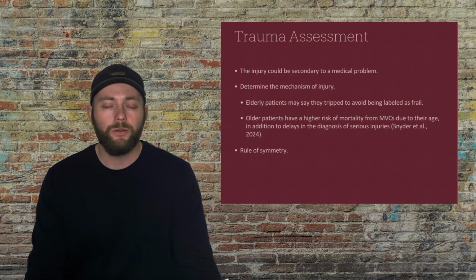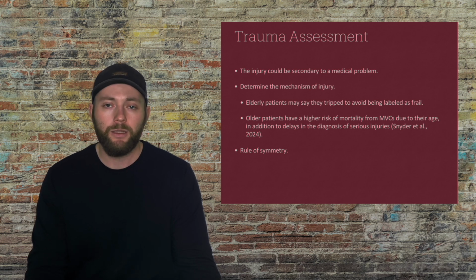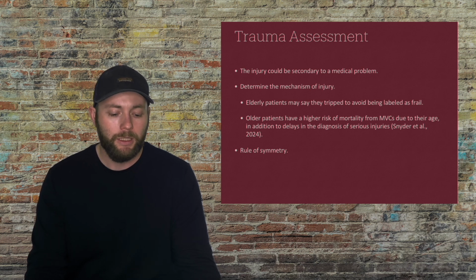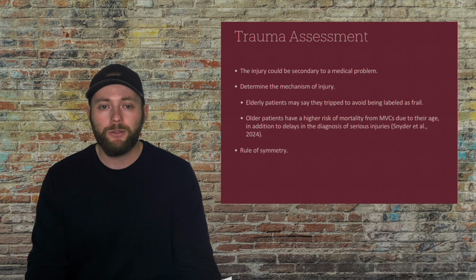As we work to determine the mechanism of injury, there are a couple considerations to keep in mind. One is that falls are not simple trauma for older patients. We should assess if weakness, dizziness, or palpitations precipitated the fall. Older patients may also just say that they tripped to avoid being labeled as frail, because they understand that if they are labeled as frail or prone to falls, it could mean losing some of the independence that they have left in their lives.